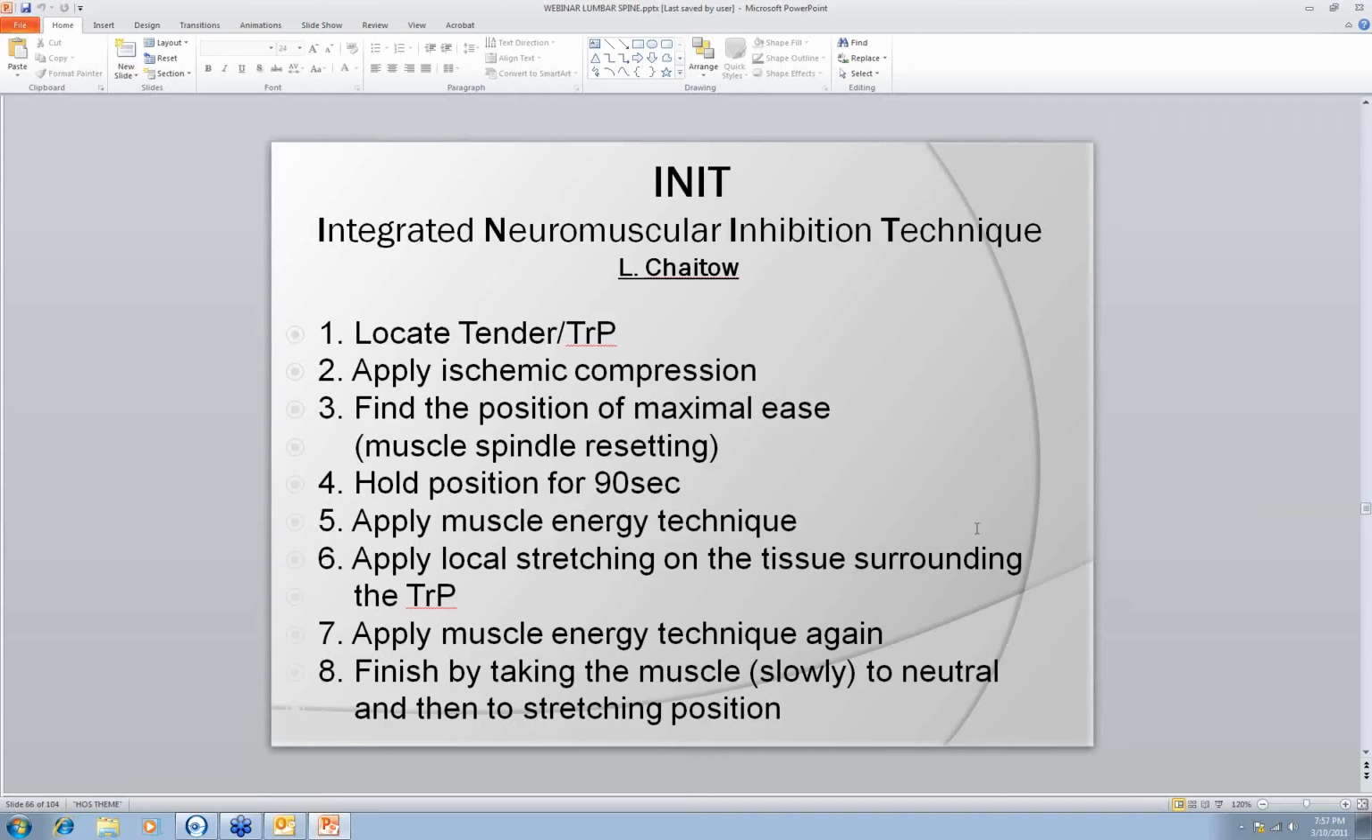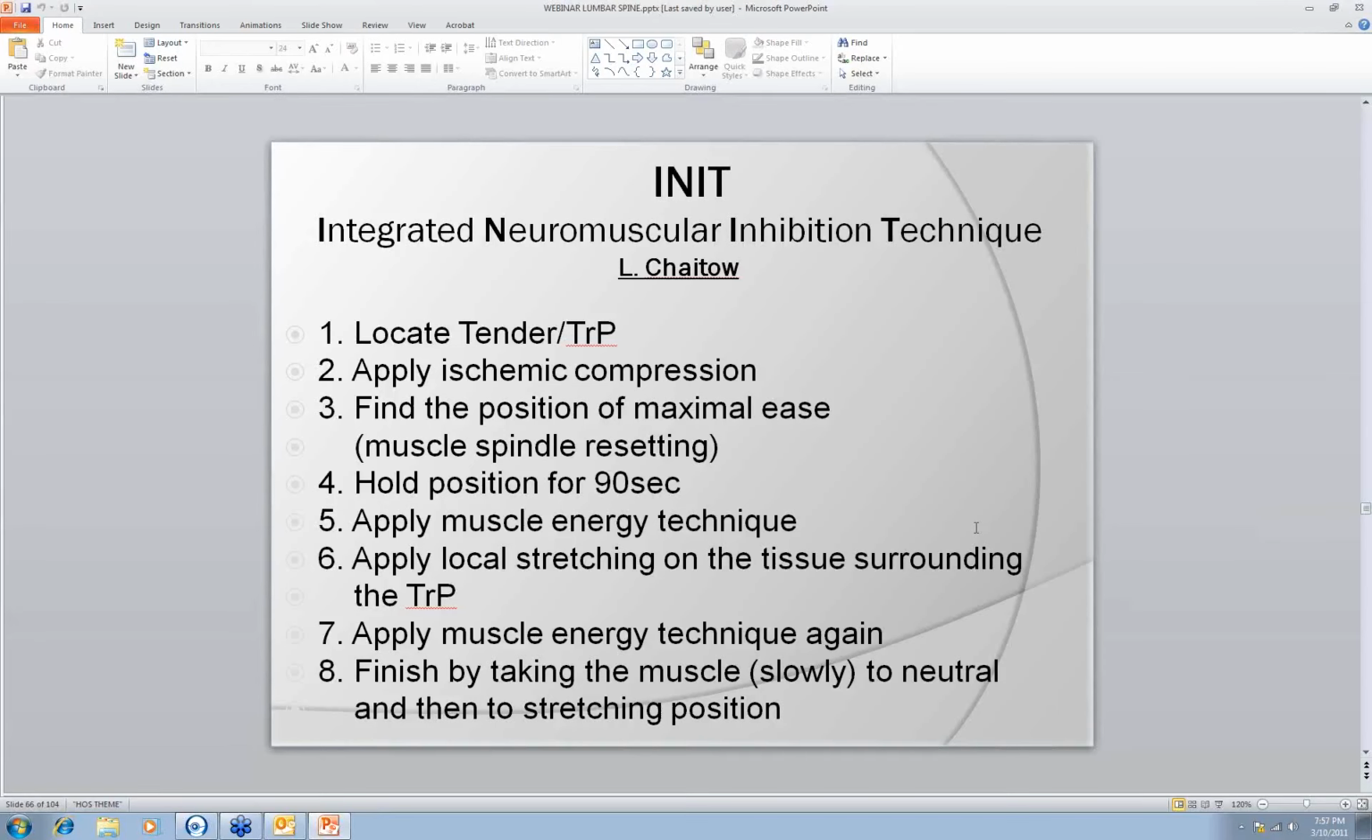Then you apply muscle energy technique on the muscle. You apply local stretching on the tissue that surrounds the trigger point. You apply again muscle energy technique. And then you finish by taking the muscle slowly to neutral and then to a stretching position.